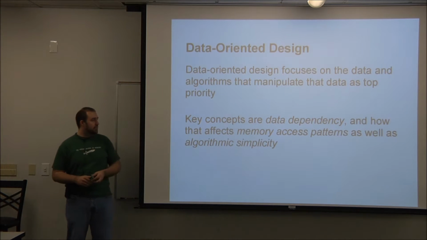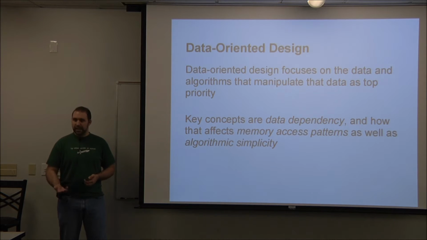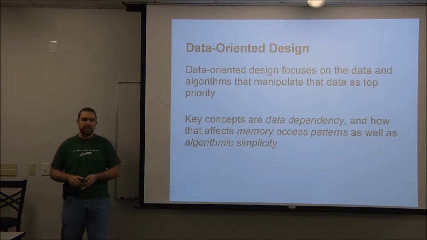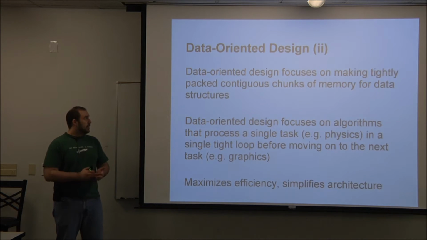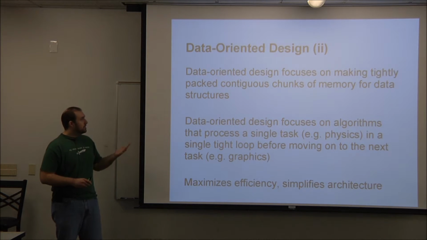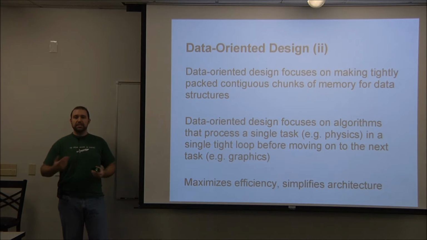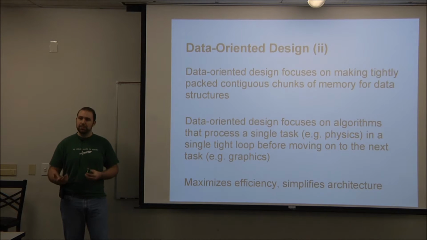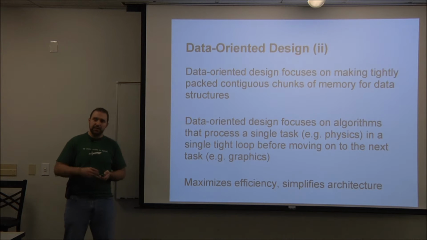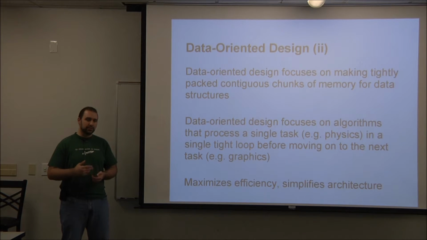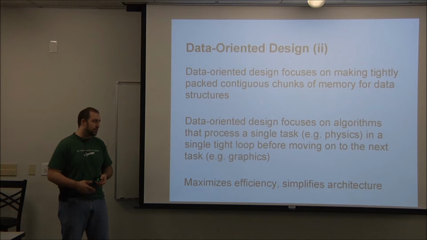Some of the key concepts for data-oriented design are controlling your memory access patterns, focusing on a simplistic approach to your algorithms, and removing data dependencies. We'll go into what all those mean in a little bit more detail here. Data-oriented design focuses on making tightly packed contiguous chunks of memory for data structures. Essentially what this means is that if you've got game objects in memory, for instance, instead of creating tons of little objects to represent your game object, you've got all your different components and all these different little bits of pieces of data, and they're all wrapped behind this generic interface, these virtual function calls and these interface classes and all that kind of stuff.